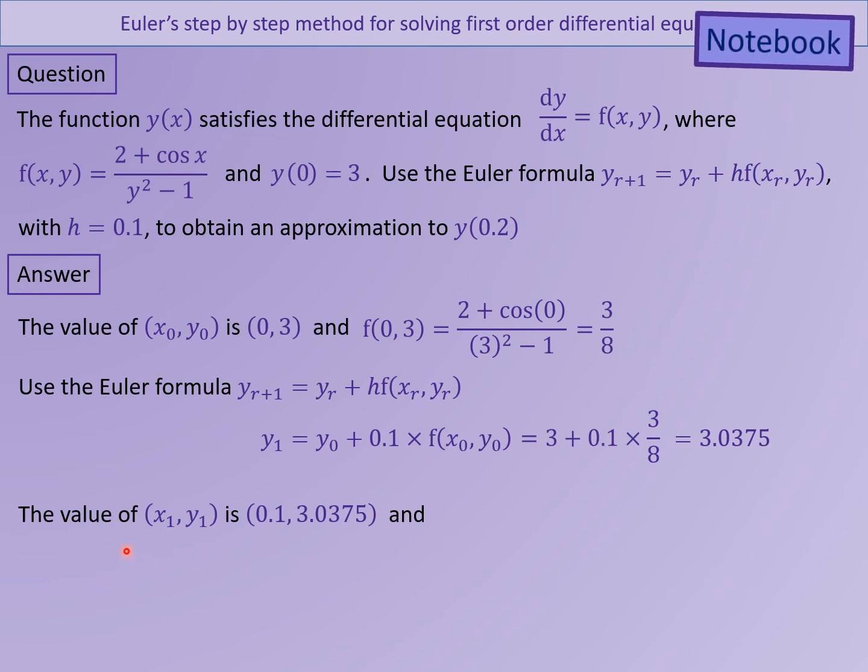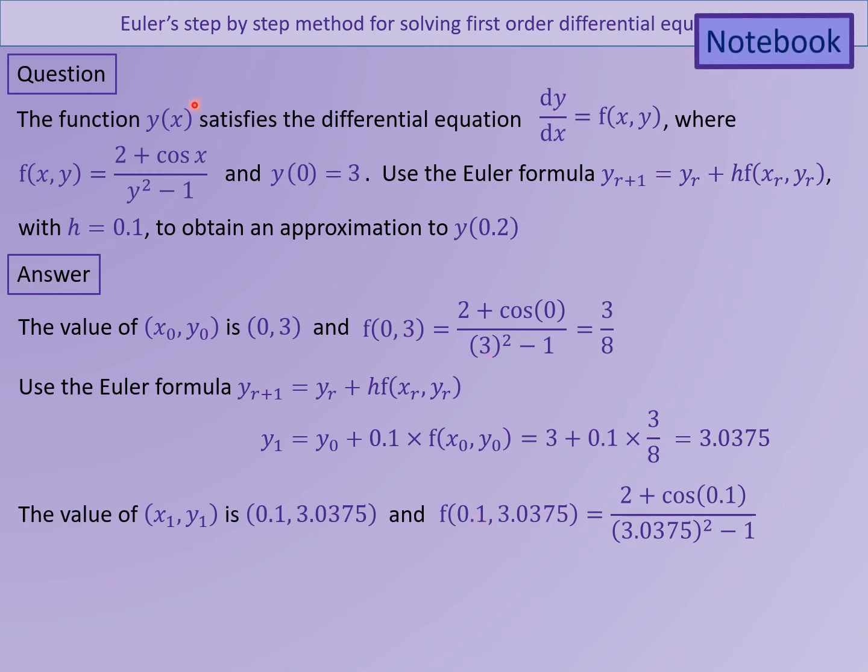Okay, because it starts off at 0, it's going up in 1 each time. So that's what I'm going to put now. The value of x1 is 0.1, plus 0.1x, 3.0375 for the y. And I can just do the same bit of work. So the first thing I want to do is work out the gradient at this point.